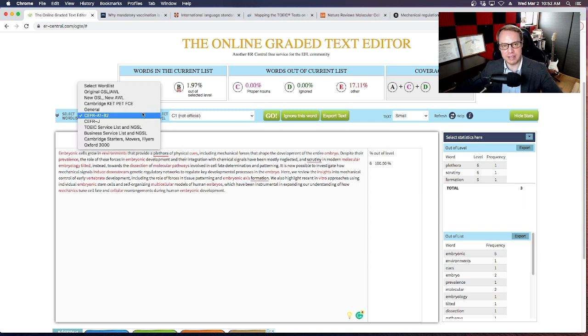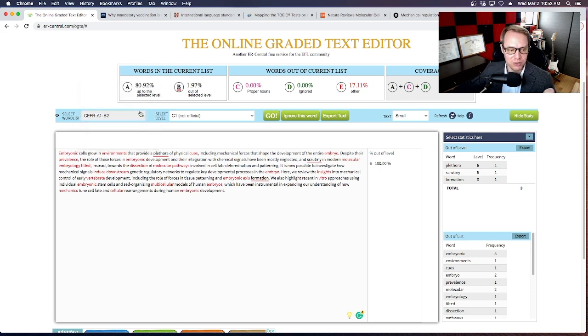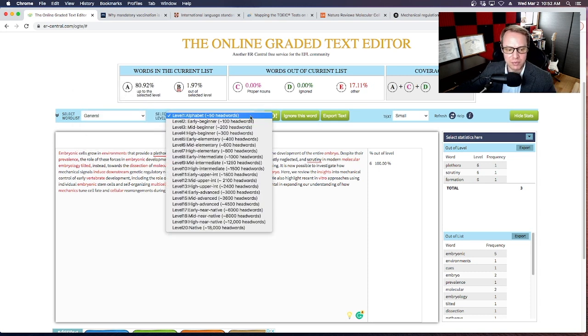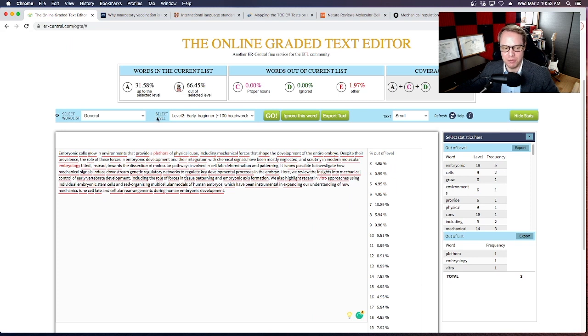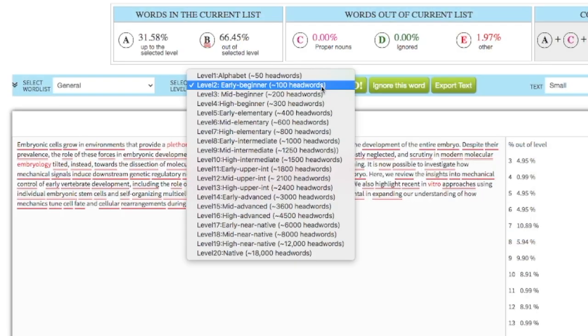Okay, so again, that is looking at the CEFR levels, but if we go to just a very general level here, we've got early beginners, high beginners, on up to native level right here. So just to give you an idea, if we've got a level 2 with 100 head words, we can see here that 66% falls out of that selected level. So most of this is definitely not something that would be good for an early beginner with 100 head words here.